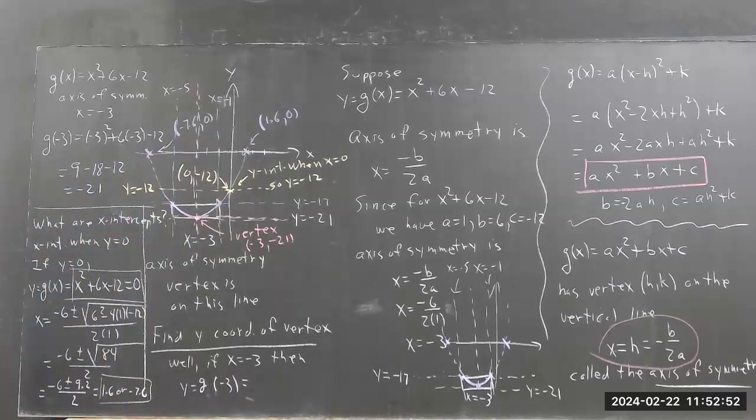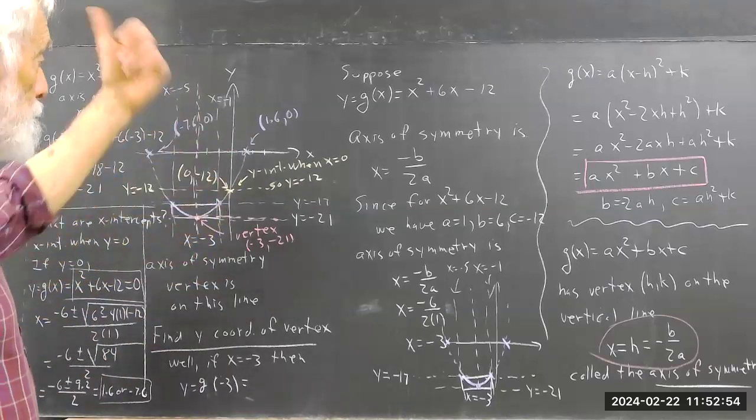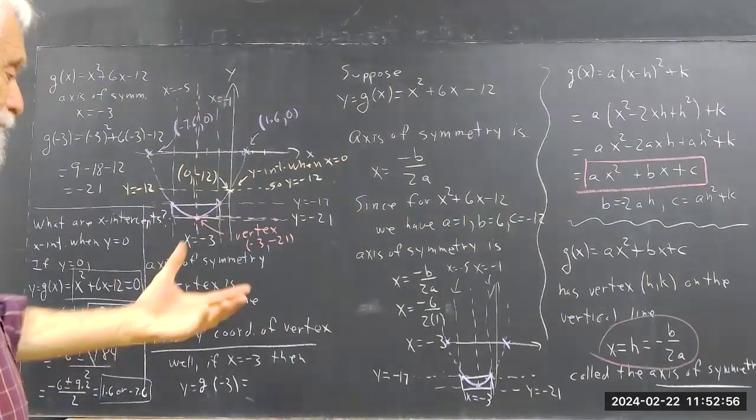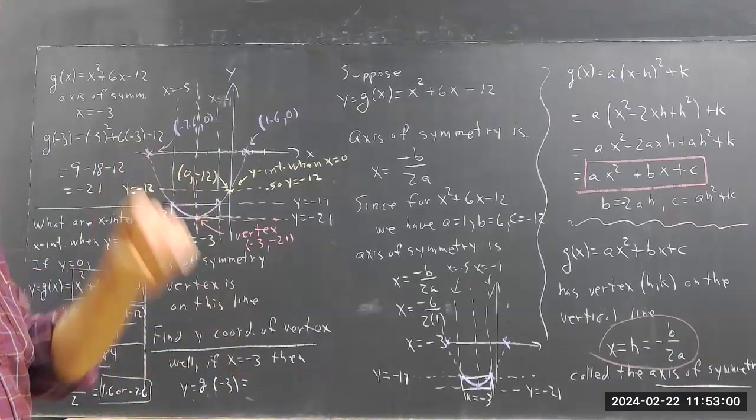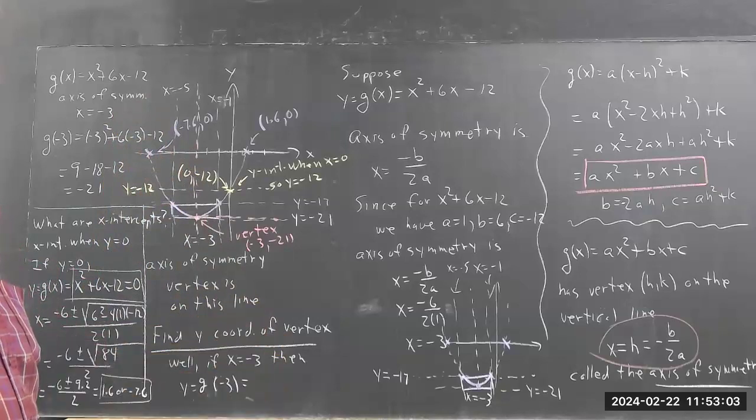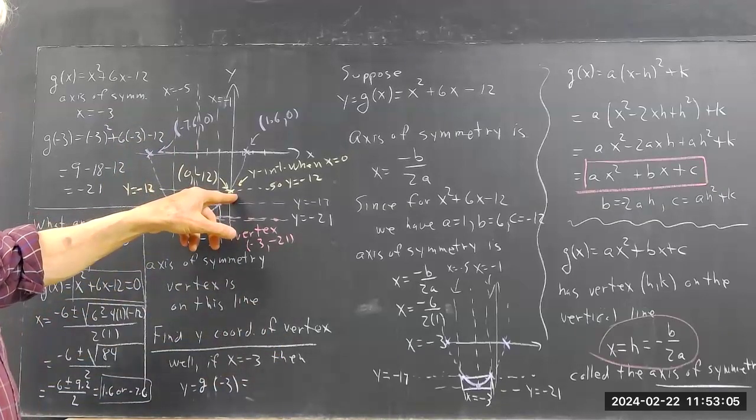Then we have other characteristics of the graph. Where's the y-intercept? Well, it occurs when x equals 0. Now you've got to know these things. You've got to know that the x-intercept occurs when y equals 0 and the y-intercept occurs when x equals 0. And now that you know that, you can do this.